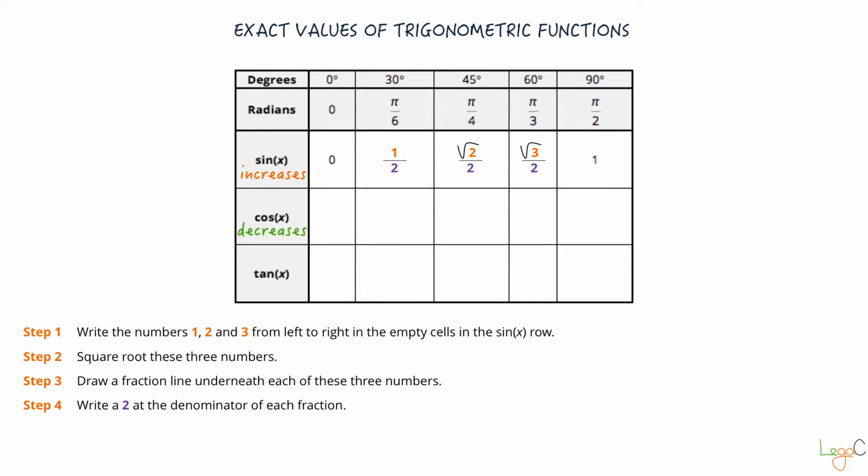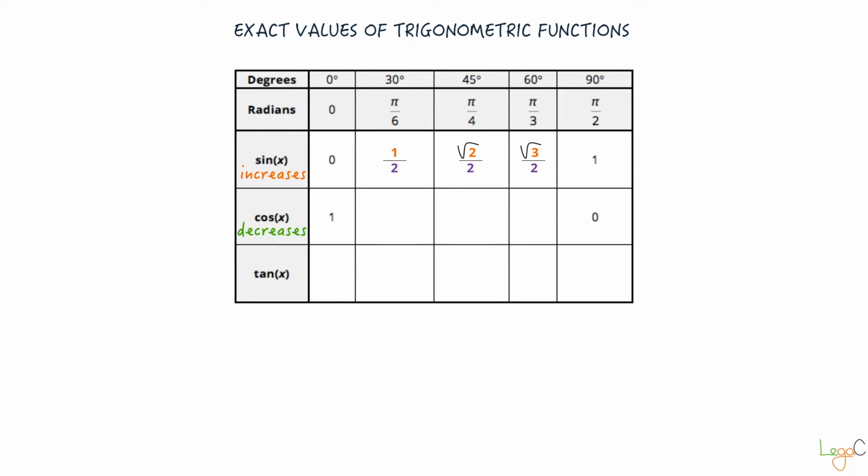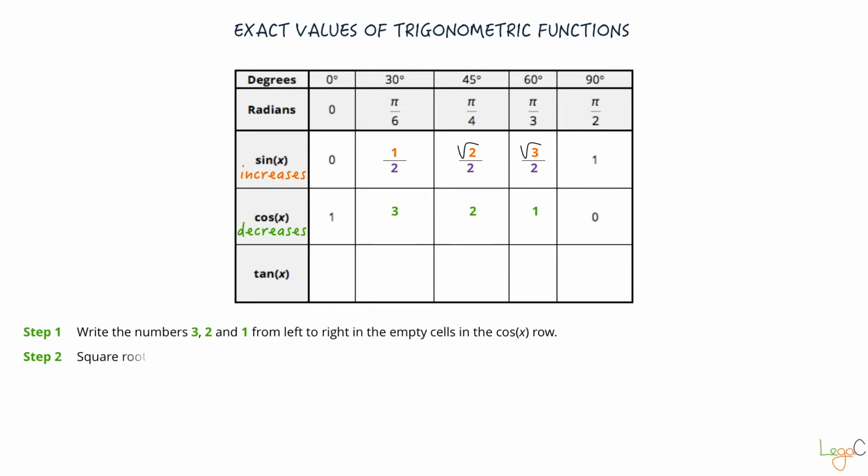Cosine x decreases from 1 to 0. Then we are going to write the numbers 3, 2, 1 in the spaces remaining. Now we are going to square root these three numbers, so we have square root of 3, square root of 2, and square root of 1. Square root of 1 equals 1, so we don't need the square root sign anymore.